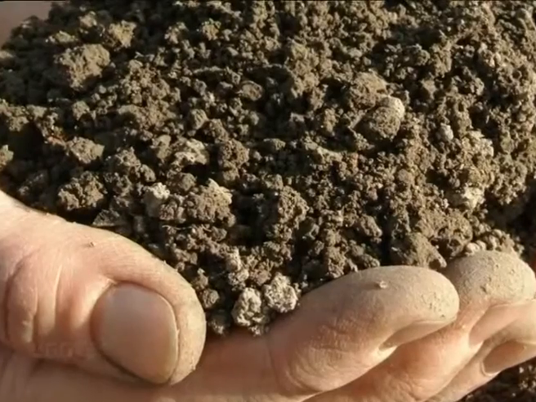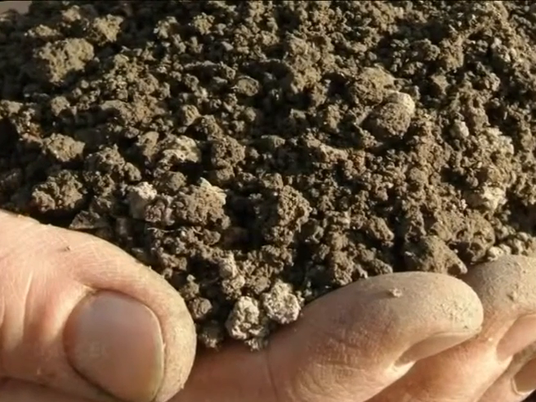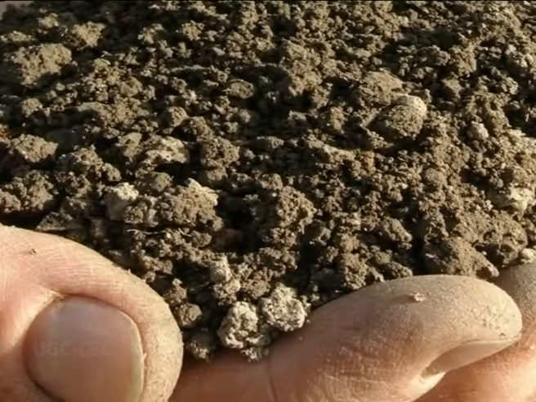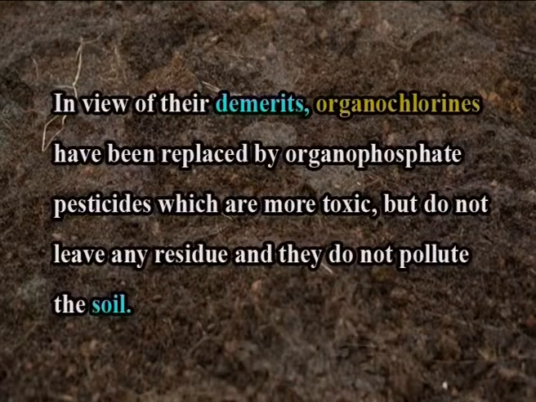So, it is due to the persistence of the residues in soil for considerable period without losing their toxicity. This has led to higher concentration of these pesticides in vegetation, animal flesh and milk. Eventually, man has been affected. In view of their demerits, organochlorines have been replaced by organophosphate pesticides, which are more toxic, but do not leave any residue and they do not pollute the soil.